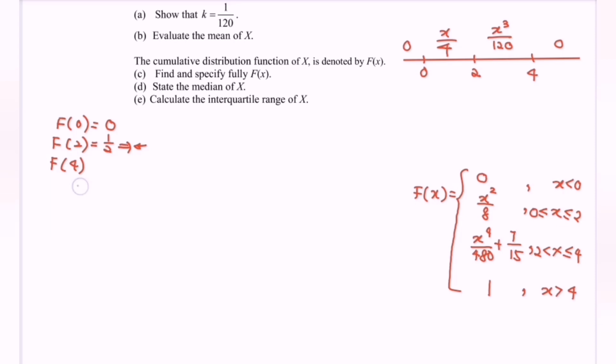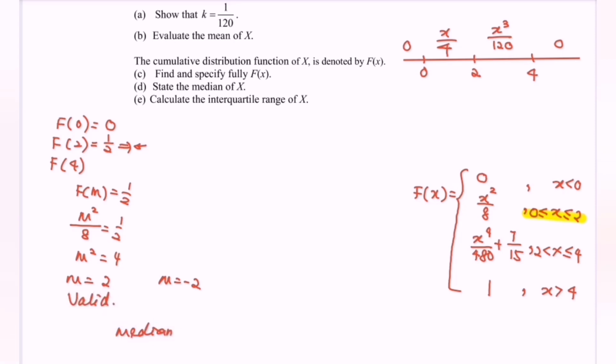So kindly substitute the situation. F(m) is equal to 1 over 2. So m squared over 8 is equal to 1 over 2. So m squared is equal to 4. So m is equal to the square root of 4, where you have 2. m is equal to negative 2. So kindly refer to the domain in this part. We will have 0 until 2. So the median is located at this part. So for the median, we have x is equal to 2.